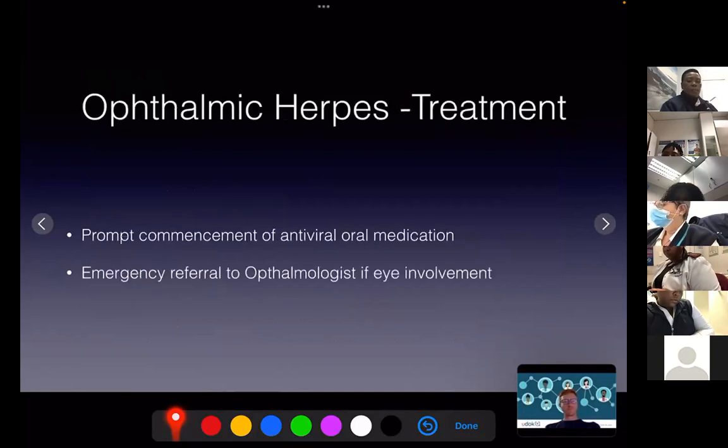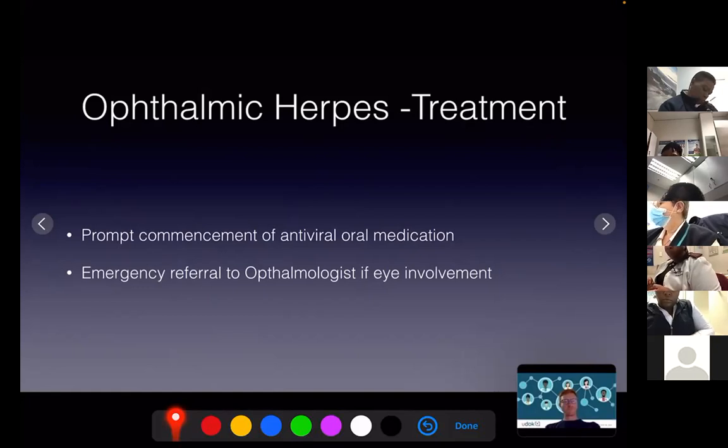Now, the treatment for this over here is, if there's no eye involvement, then you can use antiviral oral medication, your acyclovir, valaciclovir, famvir, etc., to help the patient along. It's usually because it's a nerve type of issue going on, then you can use nerve blockers like Lyrica, pregabalin, to help the patient along.